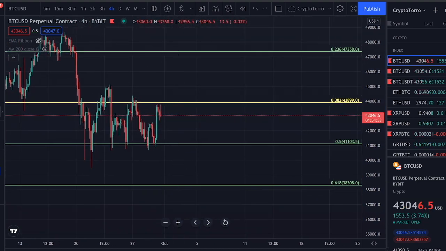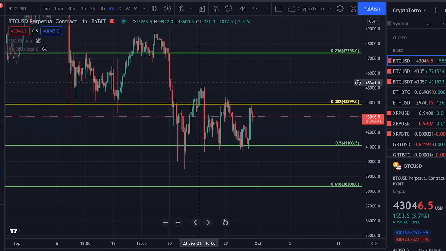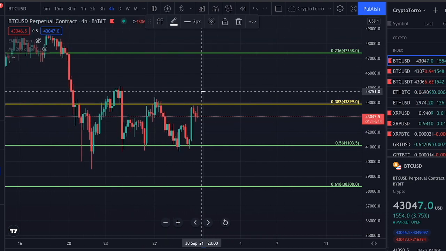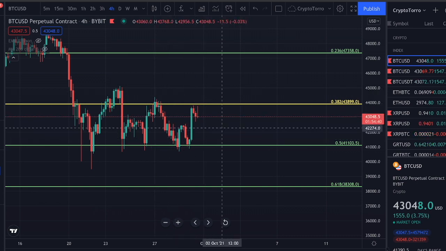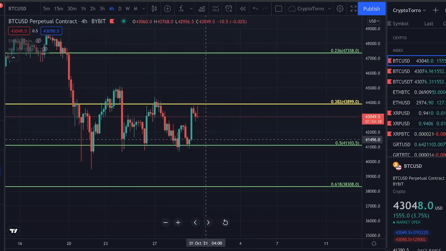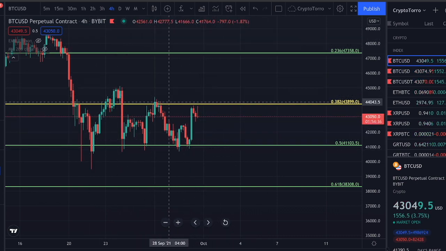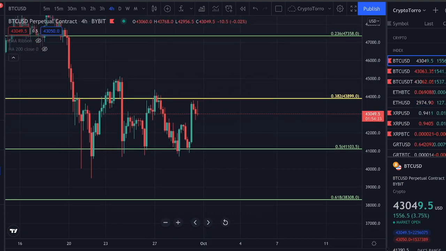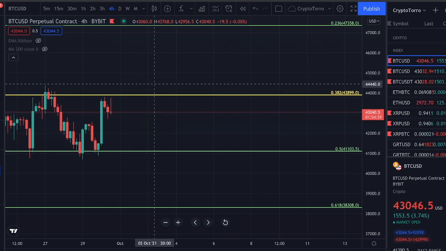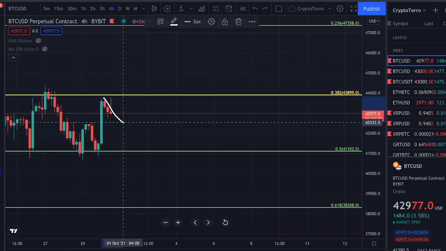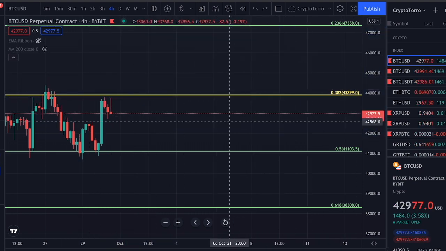You can clearly see that if we take a look at these horizontal levels of support and resistance, we are right now trading underneath the 0.382 level at the golden pocket entry on the Fibonacci retracement, and I think this is of utmost importance due to the fact that if we are going to break this level at $43,900, we're going to see a rise once again in Bitcoin's price action. So therefore, I am very glad if this will occur.